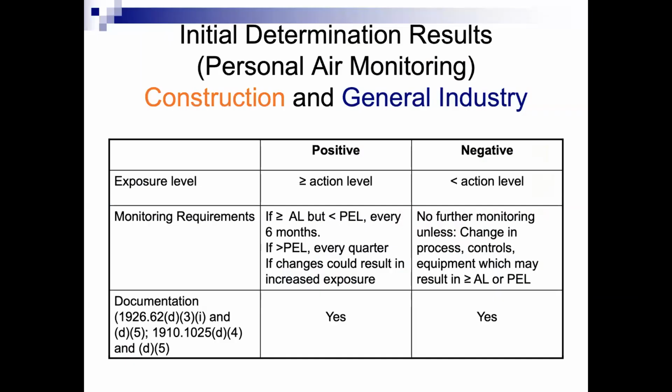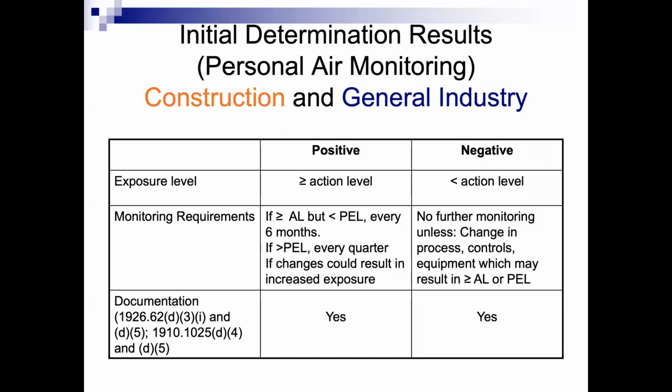So these are the requirements if your initial determinations are what we call positive, which means they're at or above the action level of 30 but below the PEL of 50. You have to monitor every 6 months. That's easy in general industry because it's a fixed facility. Not so easy in construction because the job might be over before you ever get to 6 months. But that is the requirement.